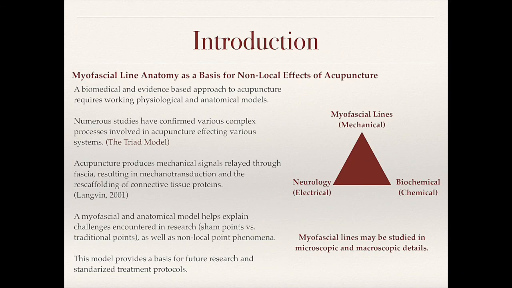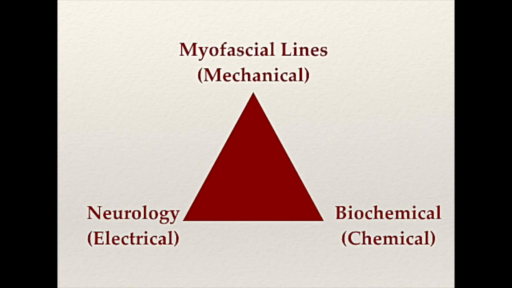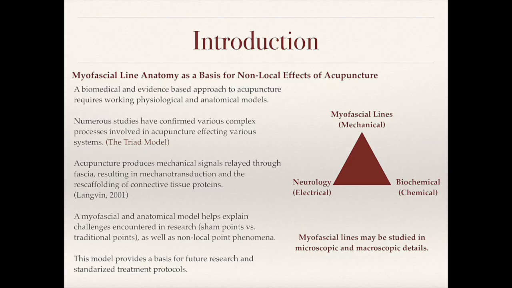A biomedical and evidence-based approach to acupuncture requires working physiological and anatomical models. Numerous studies have confirmed various complex processes involved in acupuncture affecting various systems. One model that we can use to better understand the effects of acupuncture will consider the myofascial lines and mechanical processes, as well as the neurological and electrical systems, as well as biochemical processes. A myofascial anatomical model helps explain many of the challenges encountered in previous research, such as with sham points and traditional points, as well as non-local point phenomena. This three-point model provides a basis for future research as well as for standardized treatment protocols.